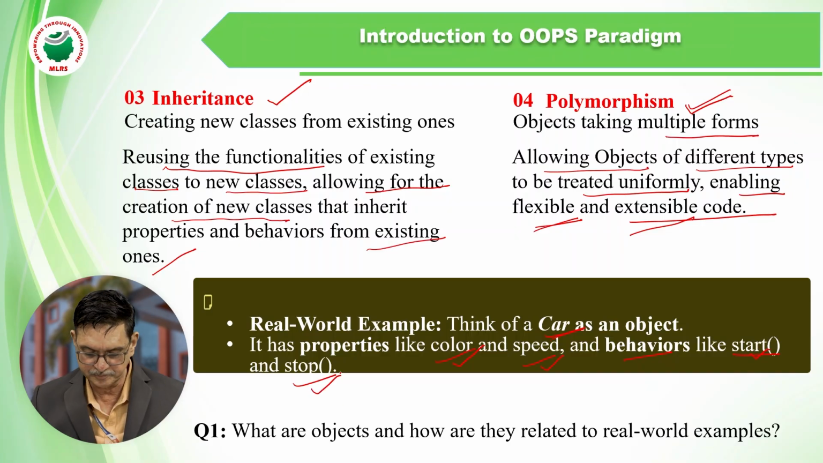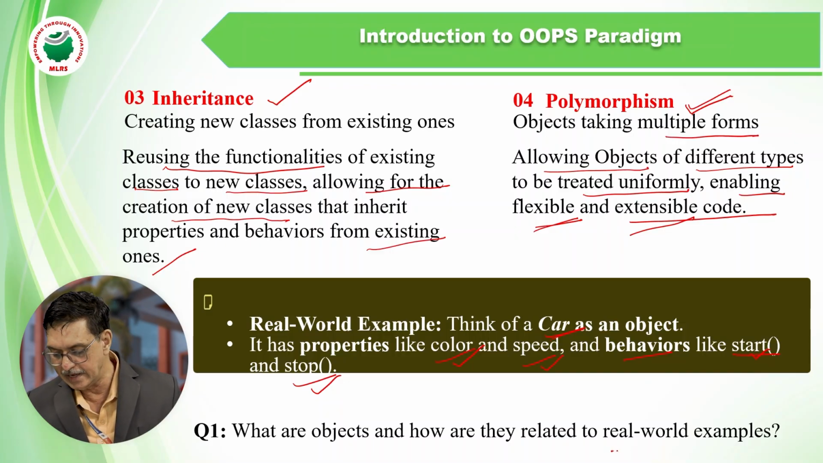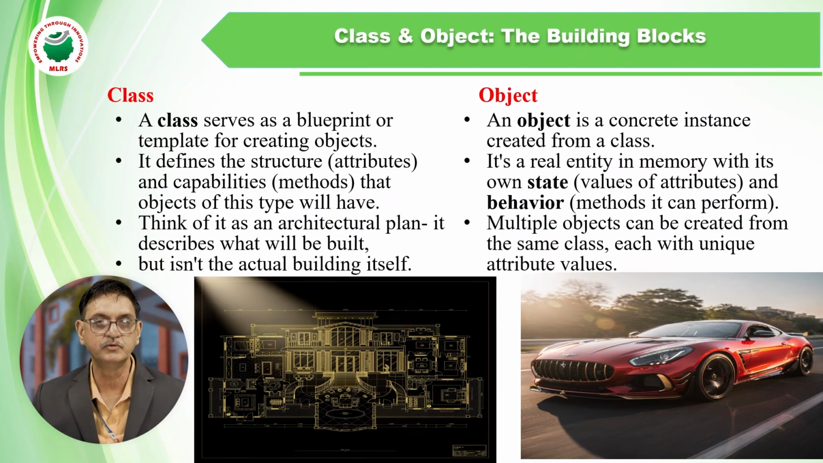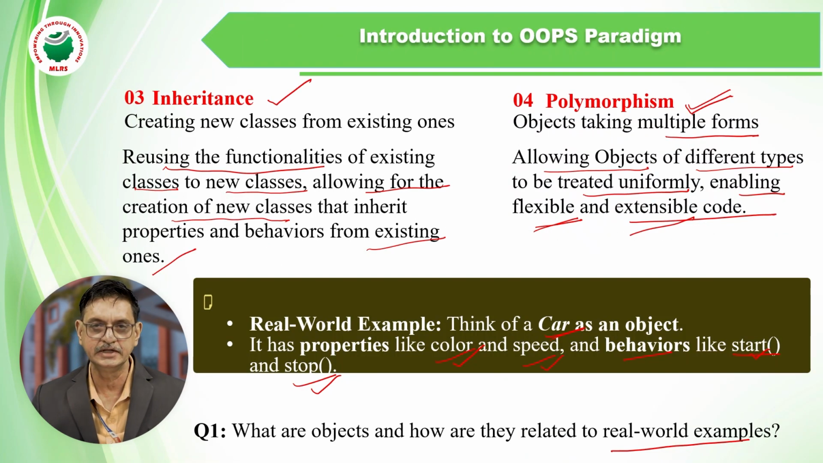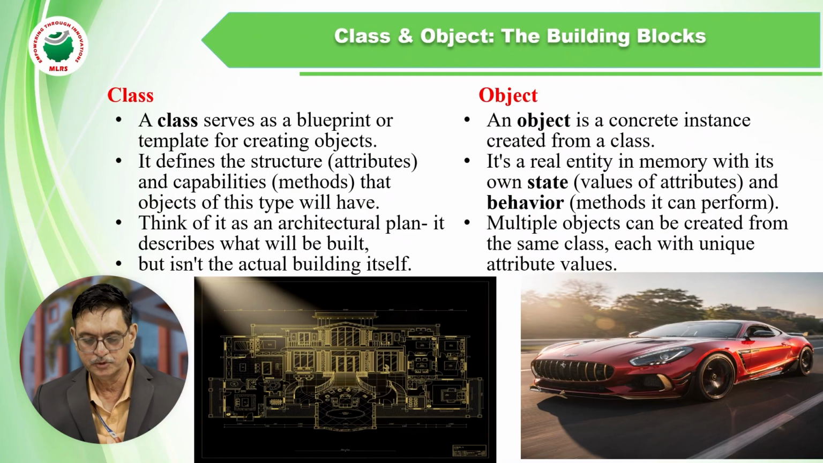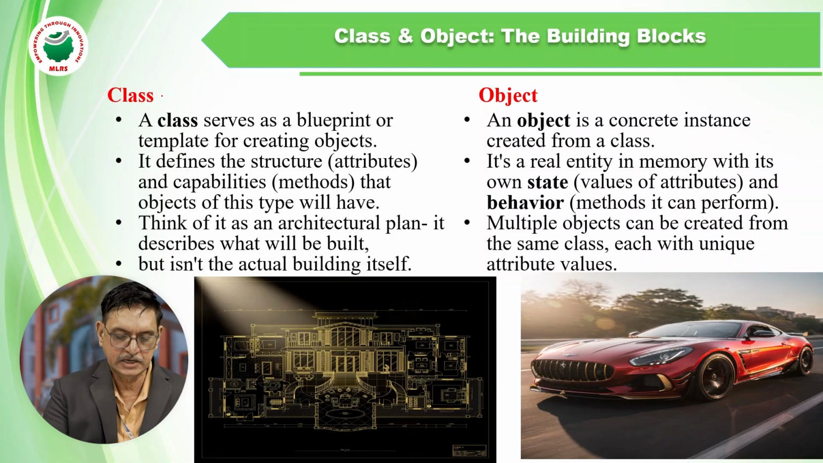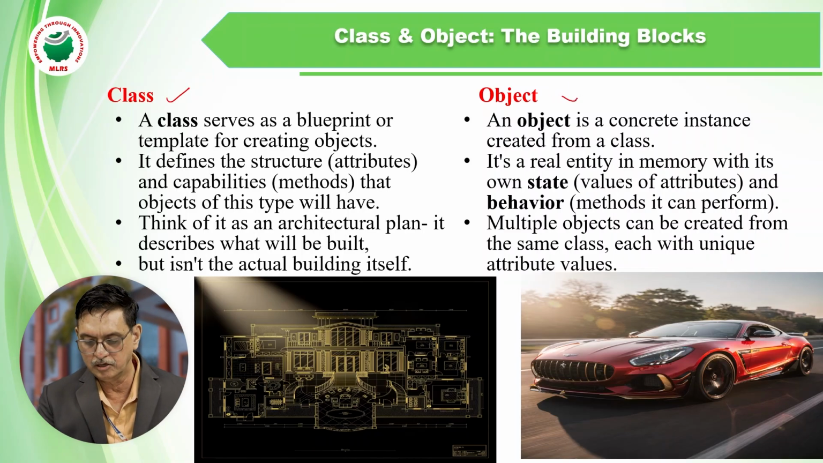start and stop. So here we need to concentrate on how objects are related to real world examples. All objects we are going to relate with real world examples. That is the main thing whenever we are creating any objects. Right. So in object oriented programming, whenever we are creating any objects, we have two building blocks. One is called the class, the other is called the object.